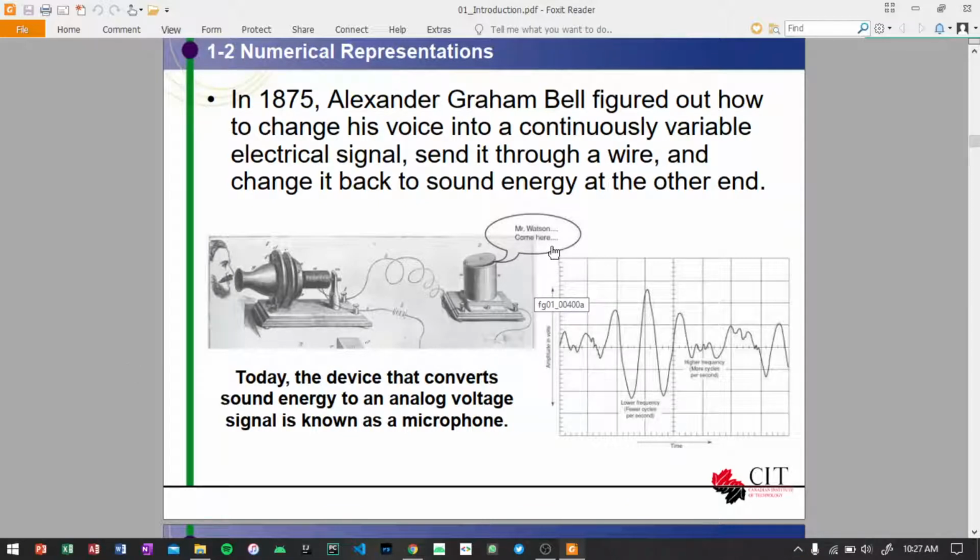We have some meme here. Mr. Watson, come here. Like he wasn't there at all. Like, come on, mate.